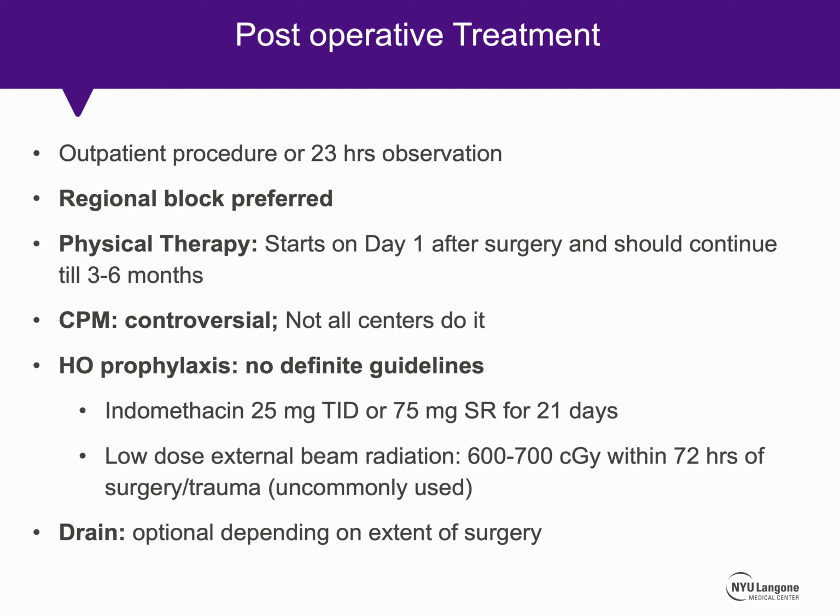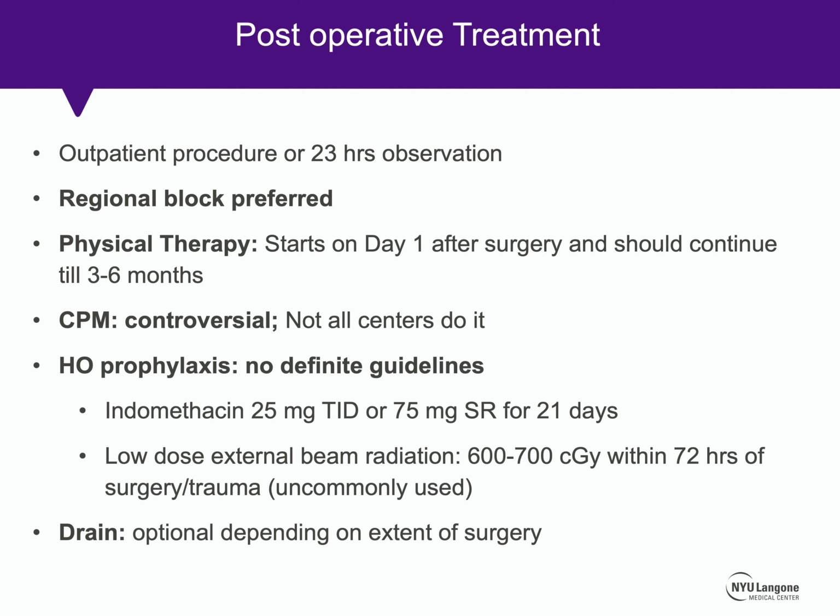There are no randomized controlled trials that show superiority of CPM in achieving an improved flexion extension arc. HO prophylaxis, there are no definite guidelines. I typically use indomethacin, 25 TID or 75 sustained release for 21 days. Definitely, if somebody has a history of HO or I am treating HO during this elbow capsular release, I would go for a low dose external beam radiation within 72 hours after surgery.